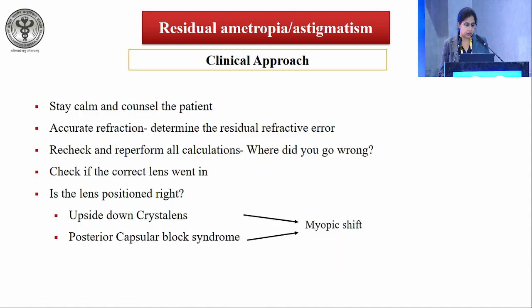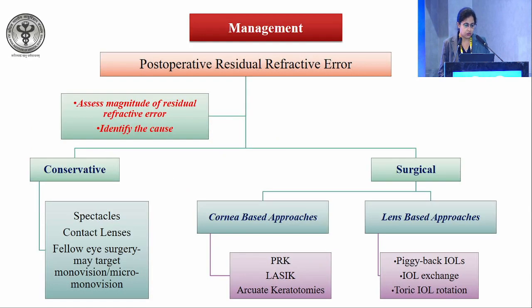So the clinical approach: stay calm and counsel the patient, do an accurate refraction to determine the residual refractive error, and recheck and reperform all calculations. Where did you go wrong? Was it a biometry error or is something else to blame? Check if the correct lens went in. Is the lens positioned right? Management is based on the cause: assess the magnitude of residual refractive error and identify the underlying cause.